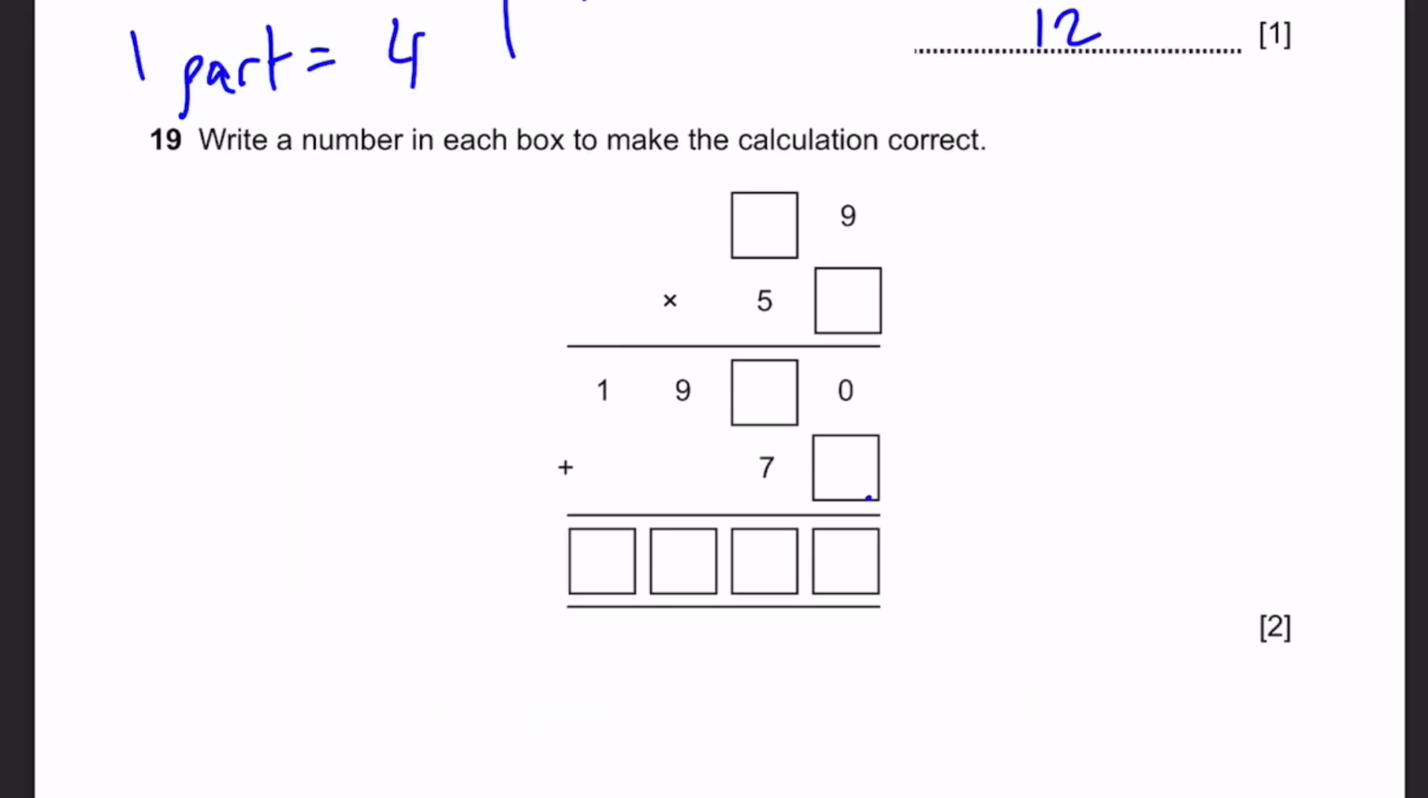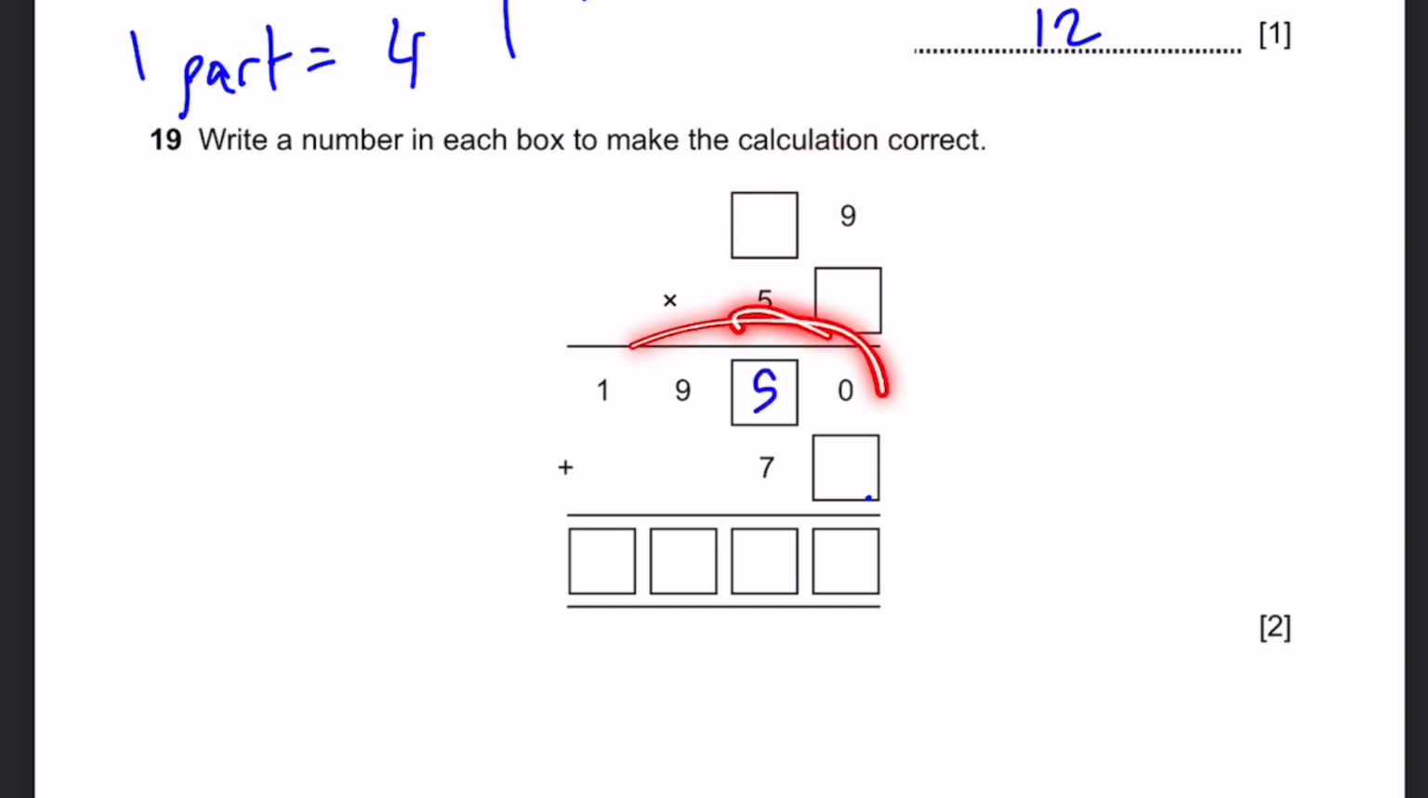Question 19. Write a number in each box to make the calculation correct. So first, the starting number here, the 4-digit number, is this number multiplied by 50. And then the second one is this number multiplied by the units digit. If you multiply any number by 50, the last digit is 0 and the second last digit has to be 5 or 0. If the number you're multiplying by is an odd number, this will be 5. If it's an even number, this will be 0. Since the last digit is 9, it's an odd number, so this is 5.